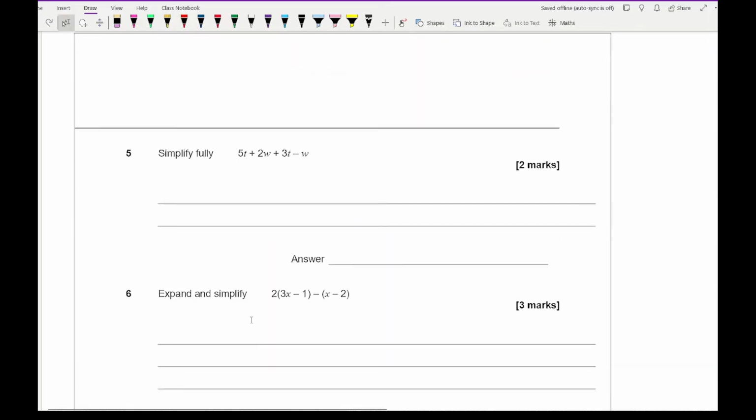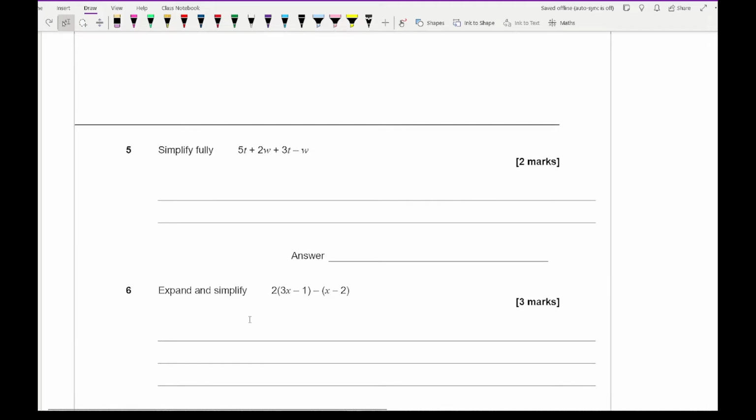Moving on to question 5, it says simplify fully. So here we're collecting like terms. So here we're collecting our t's and w's. So looking at our t's, we've got 5t plus 3t, which is 8t. And then we've got 2w minus 1w gives us positive 1w. Now I could write it as 8t plus w. Any of those would be absolutely fine.